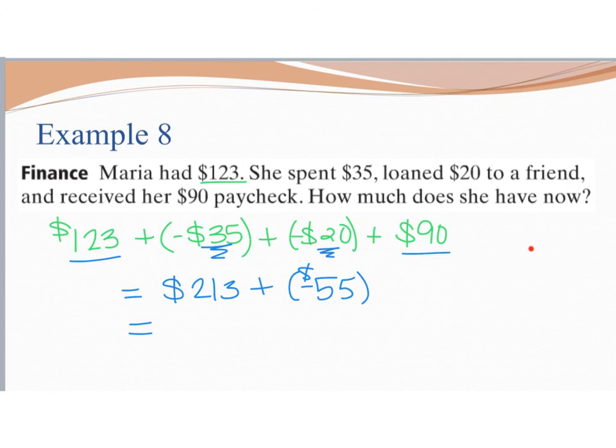So I have 213, and I'm going to subtract 55. So if I subtract 55, we end up with $158. And again, this is a positive 158. So Maria's bank account is looking pretty good.